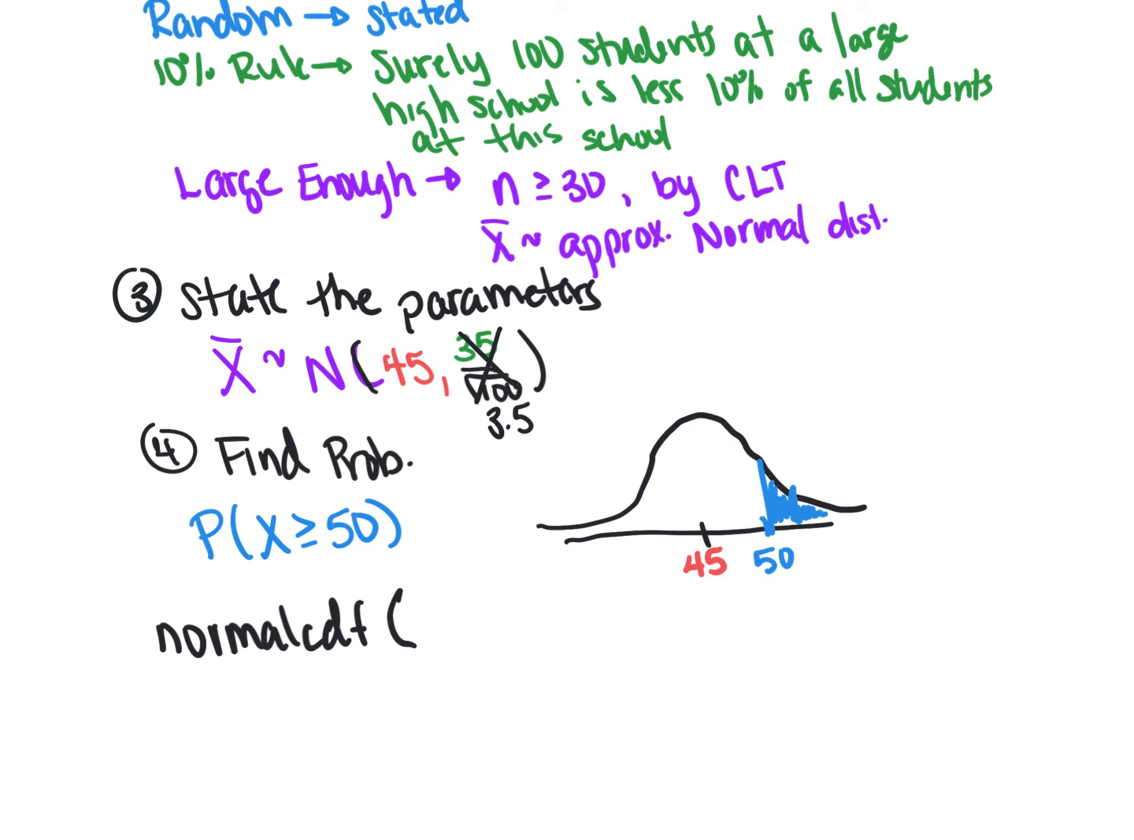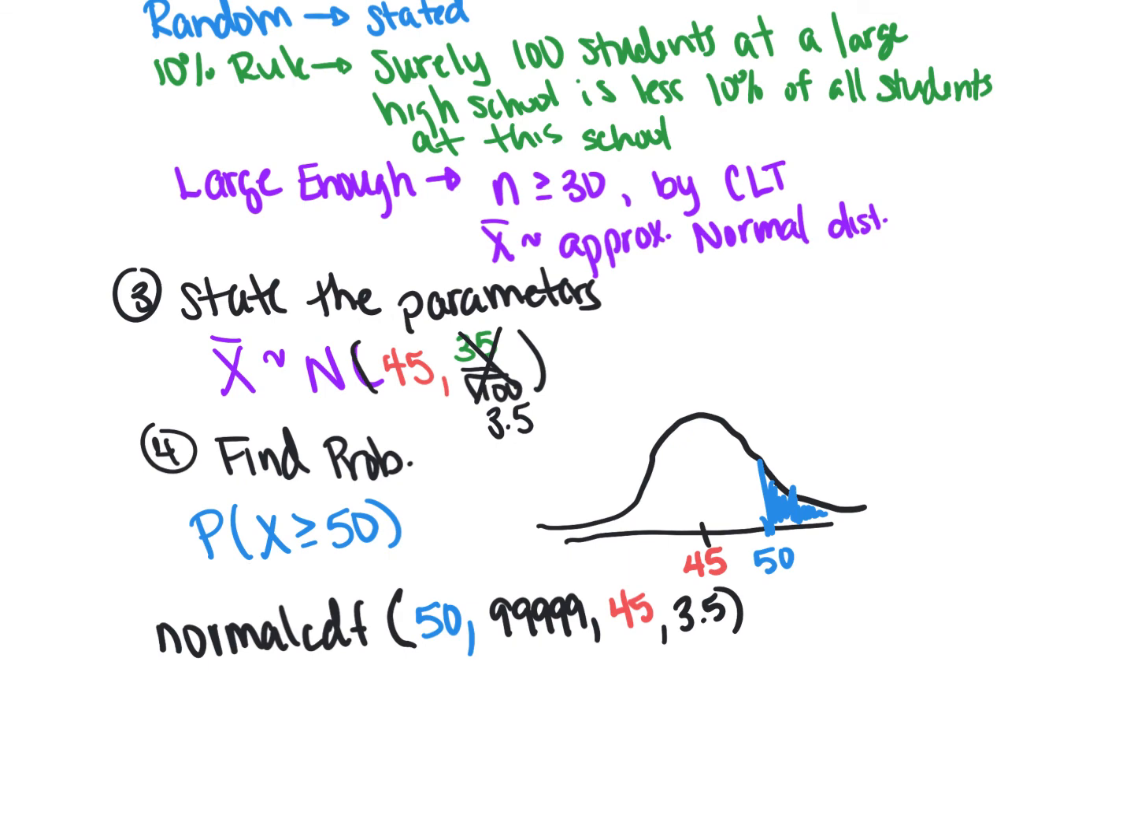Then we want to go to our upper bound. Well, the upper bound is going on forever in this direction. Remember, we need to put a number back there, so we put a bunch of 9s. The mean of the distribution is 45, and the standard deviation we got up here a second ago, the new standard deviation, is the only thing that's really different. It's the new standard deviation, which is the standard error, 3.5.